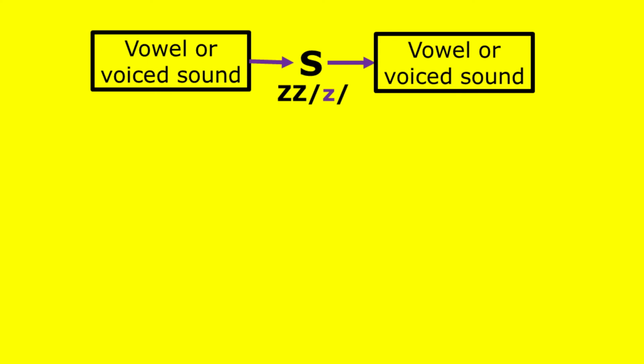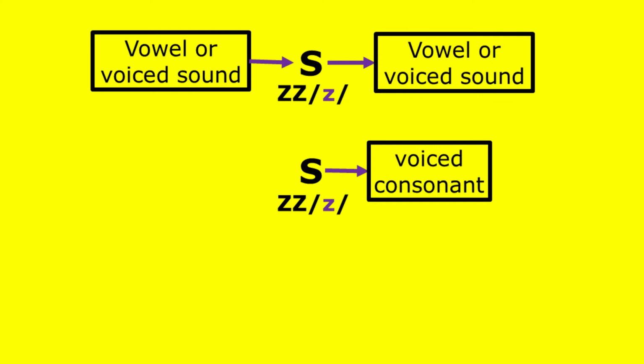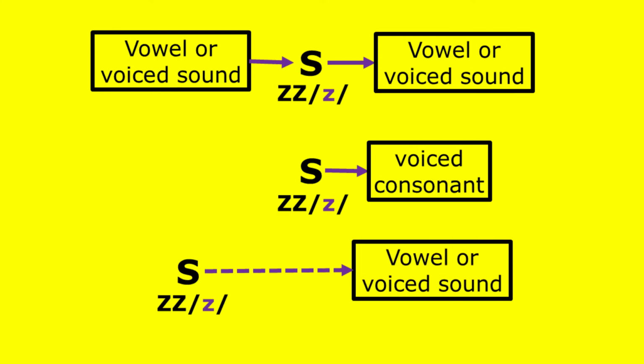It works like other Romantic languages, where between vowels or next to voiced consonants, it will make the sound of Z, the voiced alveolar fricative. If a word ends in S and the next word begins with a voiced consonant or a vowel, it will also sound like Z in IPA.